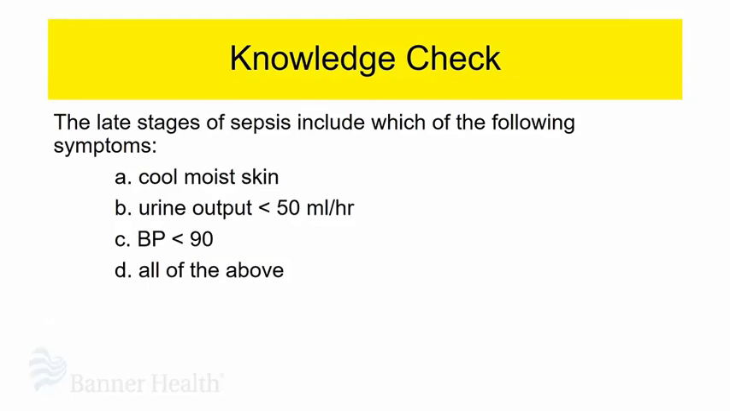Guess what time it is? That's right, it's time for another knowledge check. The late stages of sepsis include which of the following symptoms? A, skin that is cool and moist. B, a urine output of less than 50 mL an hour. C, a blood pressure less than 90 systolic. Or D, all of the above.